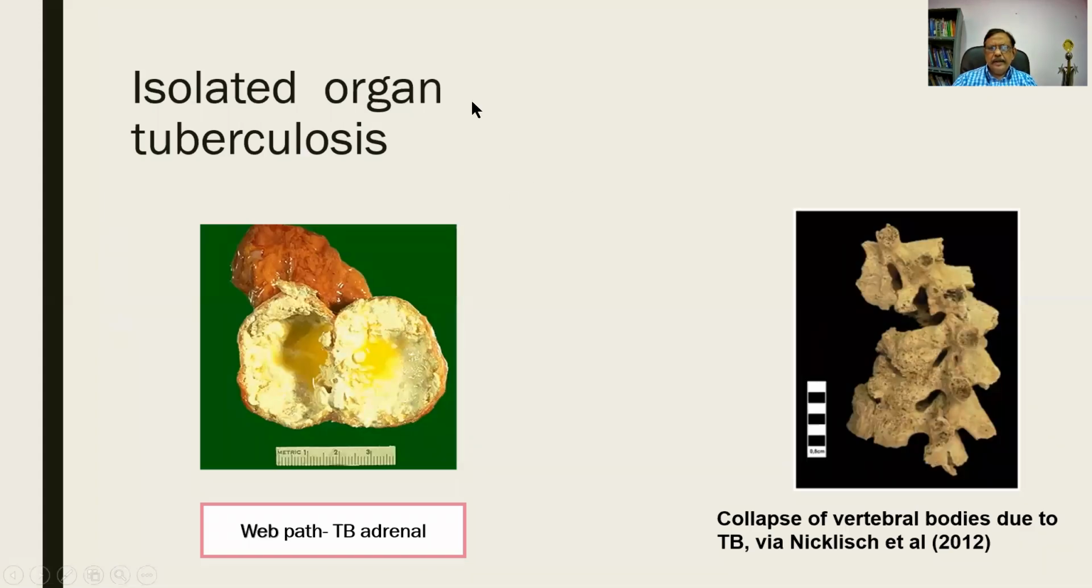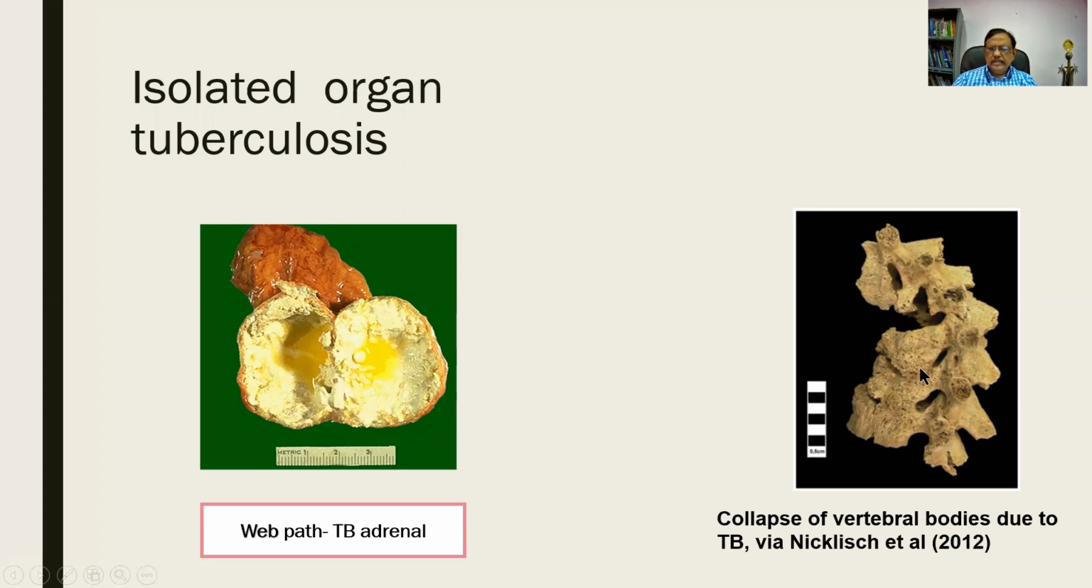There is another entity called isolated organ tuberculosis. Sometimes patients come to the doctor with a specific complaint, and then when they are examined, they find that a particular organ is affected. What are the organs which can be affected? These are a few examples. So that is a tuberculosis of the adrenal. Look at the extensive caseous necrosis.